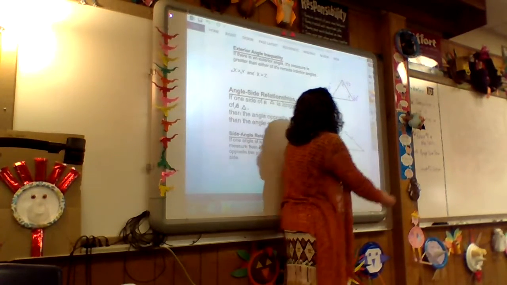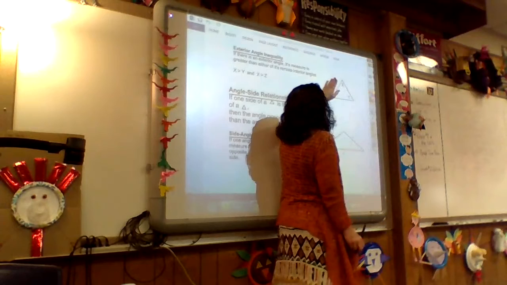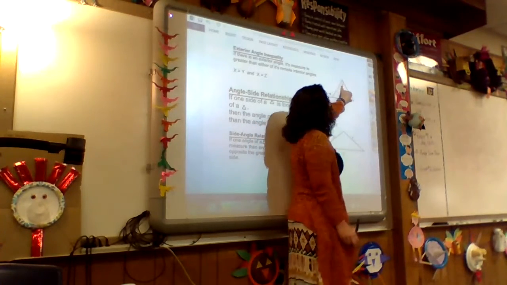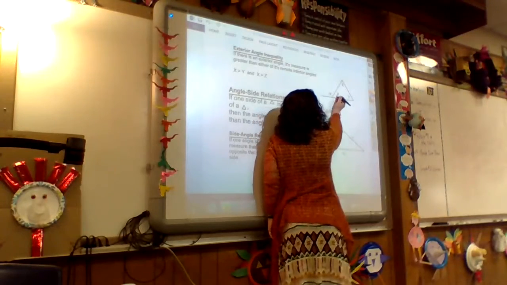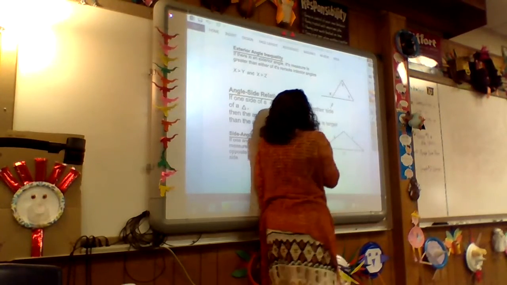So the only comparison I can make without numbers is that the exterior angle is larger than the two remote interior angles, all right? Because this could be an 80 where this is 100, so I can't compare these two.